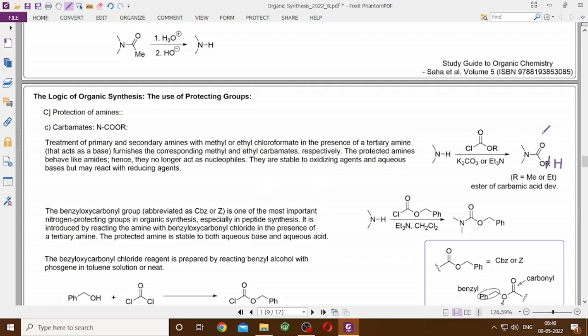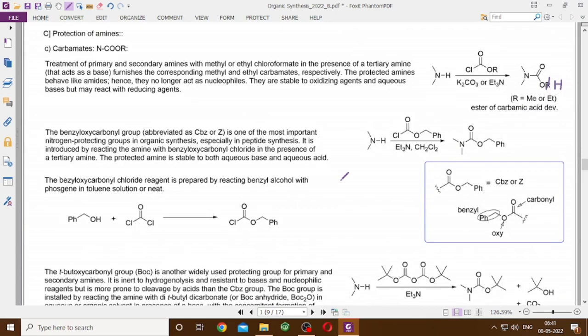These protected amines are, on one side, esters and, on one side, amines, so they no longer act as nucleophiles. They are stable to oxidizing agents and aqueous bases, but they may undergo reduction when exposed to a strong reducing agent. There are three of them that I need to teach here, and they will matter even more in the next semester, semester 5, when we study amino acids and peptides. So the first protecting group is the benzyloxycarbonyl group, abbreviated simply as Z or CBZ.